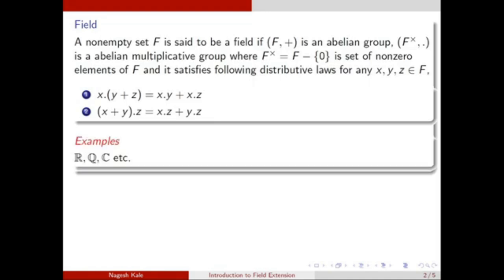So now let me switch to some examples of fields. Real numbers, rational numbers, complex numbers are some examples of field, because if we check any of these sets, we can find out that real numbers form an abelian group with respect to addition. If we remove 0 from real numbers, then its multiplicative group is abelian, and at the same time real numbers satisfy these two properties. The same can be checked for rational numbers and complex numbers as well.